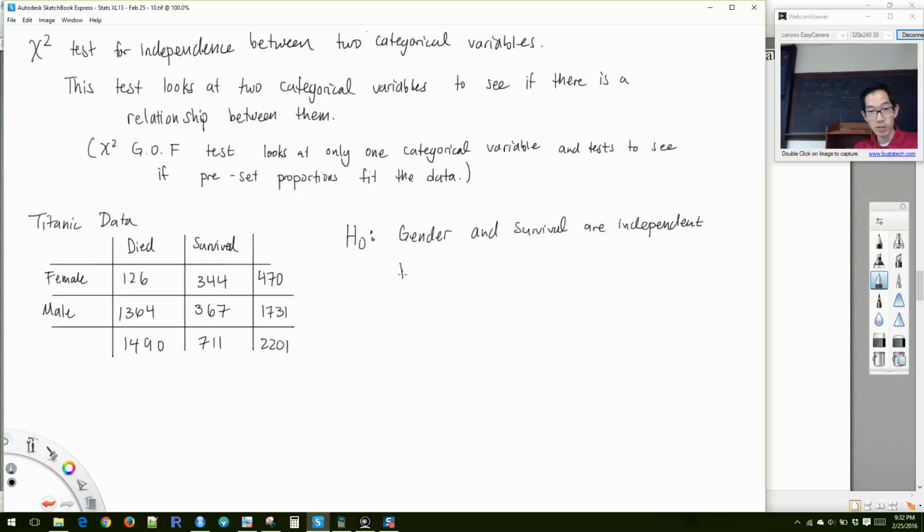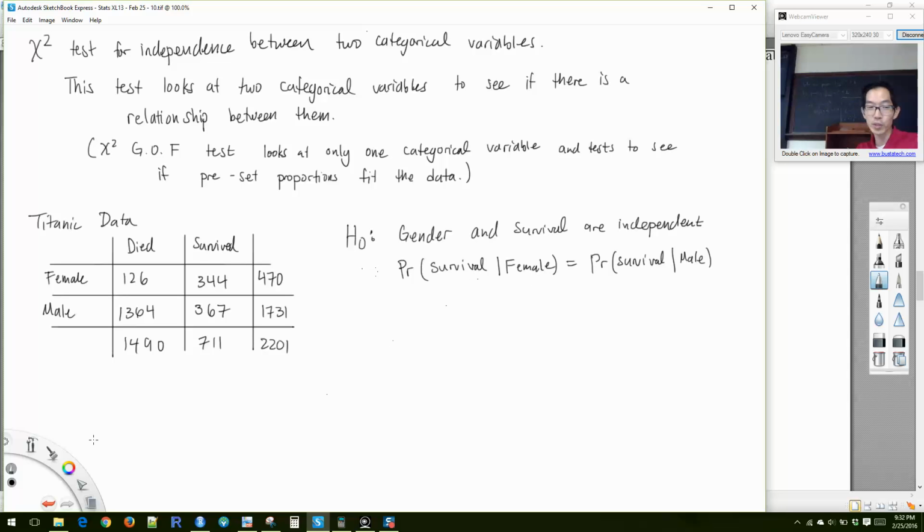Or in other words, we can do this symbolically, and we can say the probability of survival given female would be equal to the probability of survival given male. If this equation holds true, then that means gender and survival are independent.